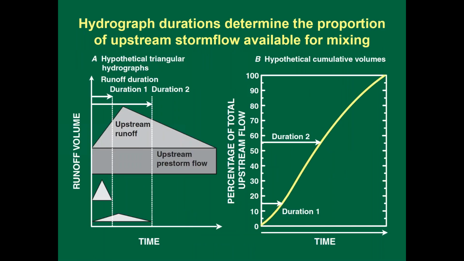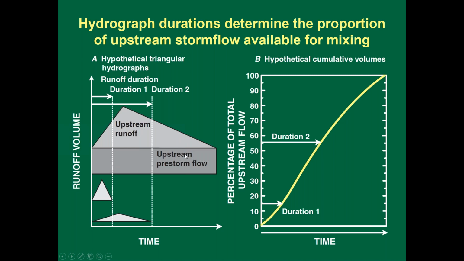So this diagram is a hypothetical case study. It's not a particular site. It's just made up for demonstration purposes. On the left, we have these hydrographs. In one case, we have this short, peaky hydrograph, and we'll say that's a highway runoff hydrograph, and that gets us to duration 1. Or let's say we put in a BMP where we stretch out that highway hydrograph to duration 2.